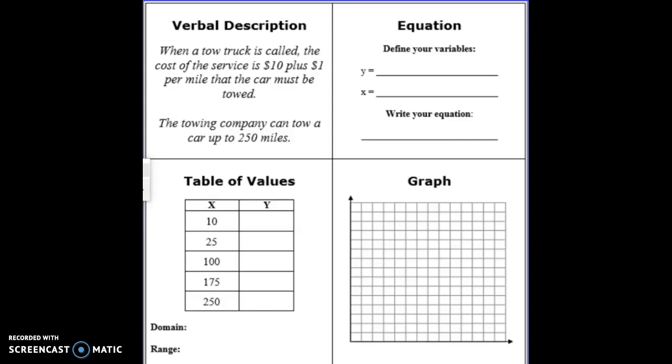Today we're going to be going over identifying our variables and what they mean in different situations. So you're given a verbal description, you could be given a scatter plot, so we're going to identify our variables.